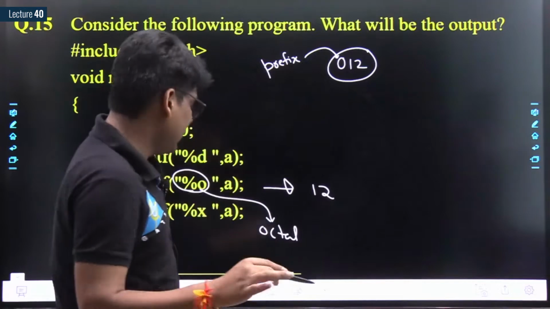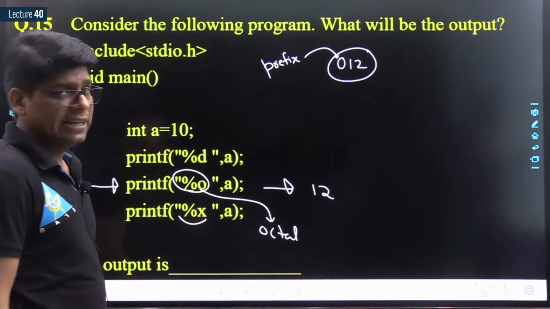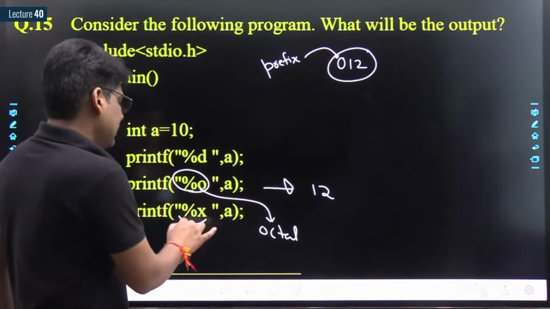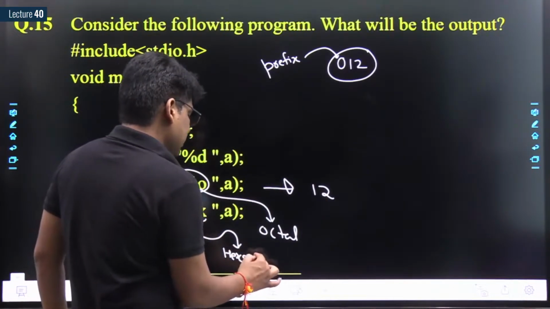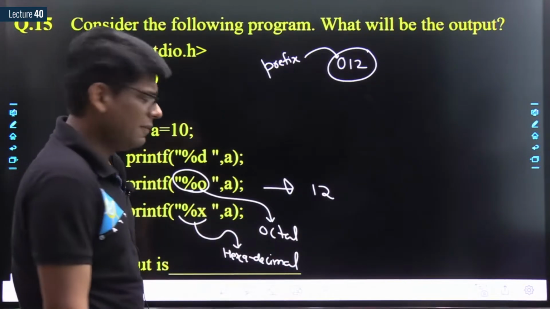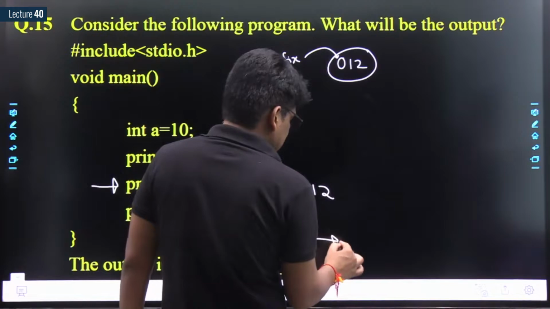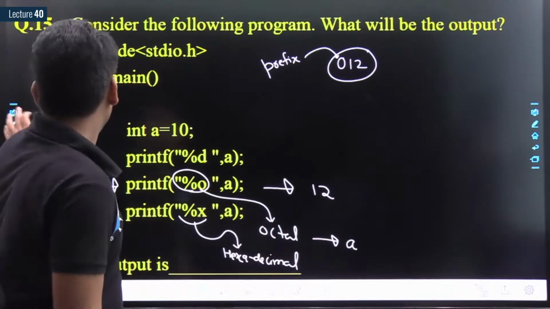That means the output is 12. Similarly, again, sir, if we are using percentage x, that means we know that whatever be the output, it is in the hexadecimal number system. Then why do we need 0x or 0 capital X? No, sir. That means what is the output of this? Sir, the output of this is 8. Try to think about it.